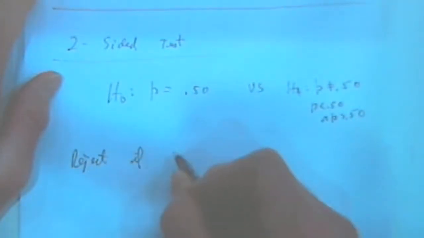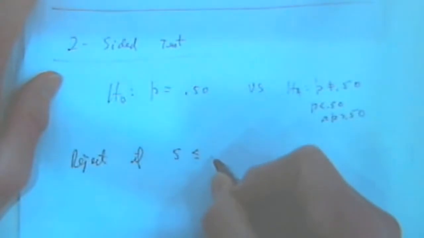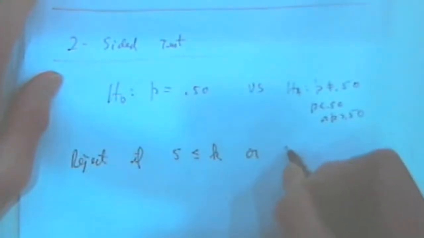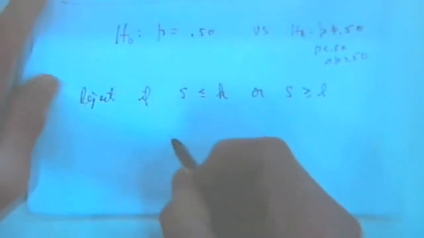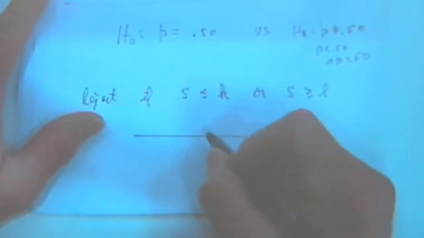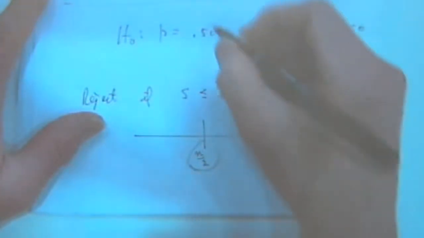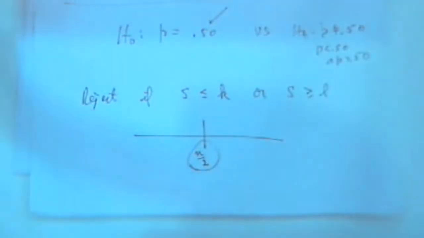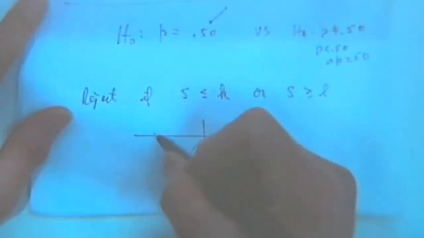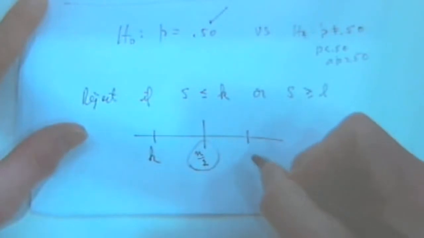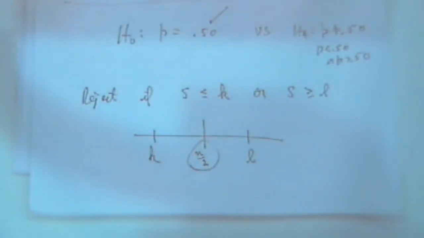So when we reject, if S is too small, right? Or if S is too large. Now n over 2 is the expected value in this case, because p is 1/2 under H naught, right? So you know k is down here, and you know L is up here. It's always nice to scratch down a number line and put your symbols there.